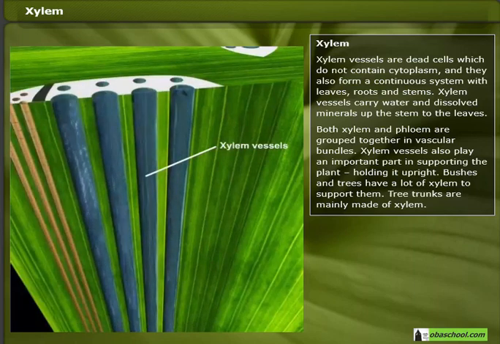Xylem vessels also play an important part in supporting the plant, holding it upright. Bushes and trees have a lot of xylem to support them. Tree trunks are mainly made of xylem.